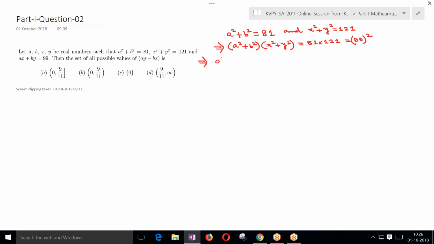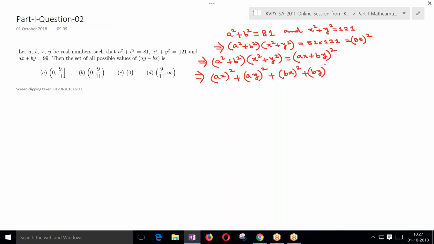So we can write here that (a square plus b square) into (x square plus y square) is equal to (ax plus by) whole square. Now after that it is just simplification. It is (ax) whole square plus (ay) whole square plus (bx) whole square plus (by) whole square. In the right hand side we get (ax) whole square plus (by) whole square plus 2 into ax into by. So from here we get ax square and ax square got cancelled.